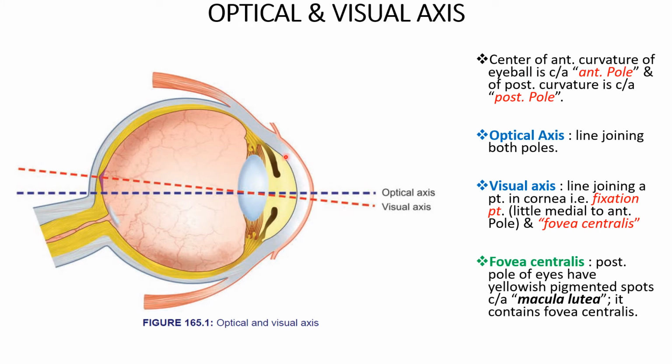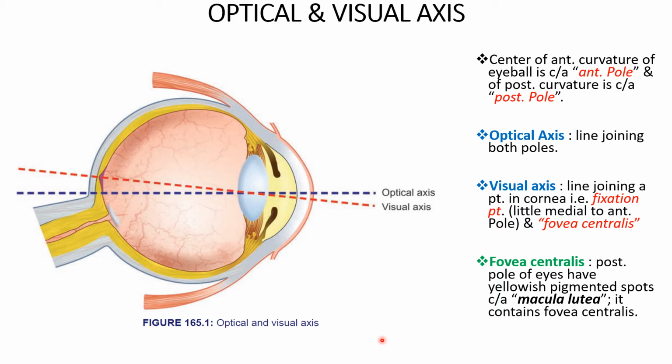The center of the anterior curvature of the eyeball is called the anterior pole, whereas the center of the posterior curvature of the eyeball is known as the posterior pole, and the line joining the anterior pole with the posterior pole is known as the optical axis. This blue colored dotted line shows the optical axis of the eyeball.